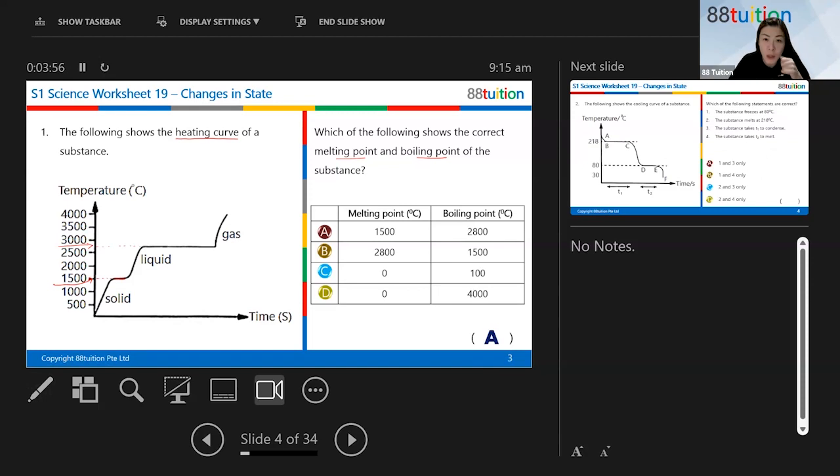But we have students making errors here also, no? Don't be surprised, because they forgot that during melting or boiling, temperature remains constant. So when you want to identify melting point or boiling point, always look for horizontal line in the graph. Tamaya, you familiar with this? Yeah? Okay, good.